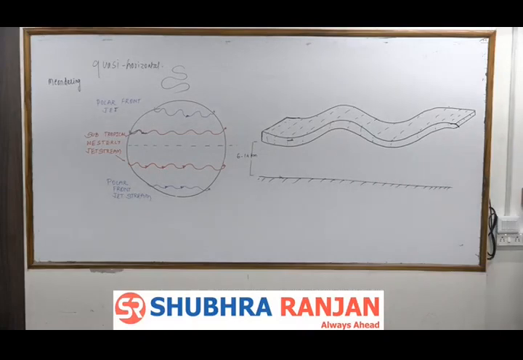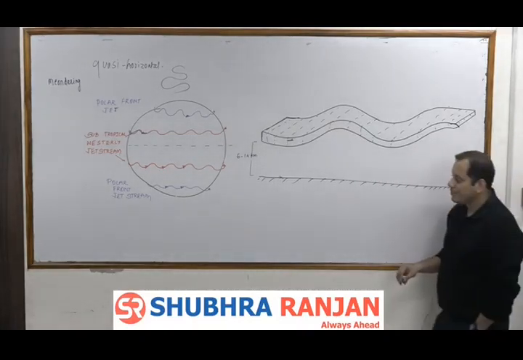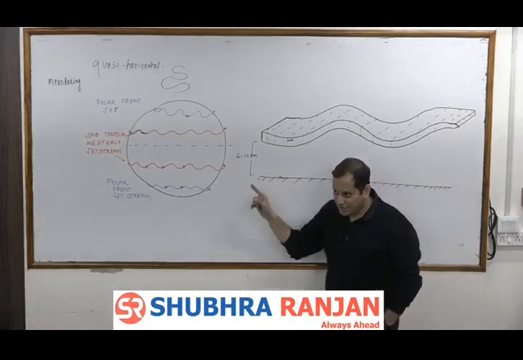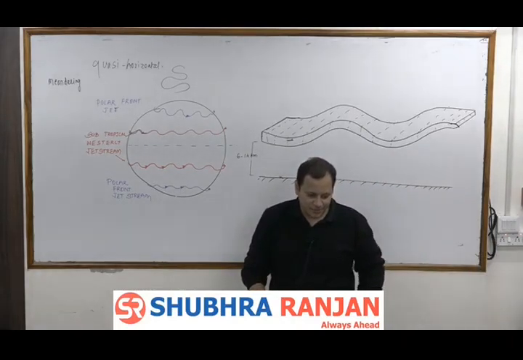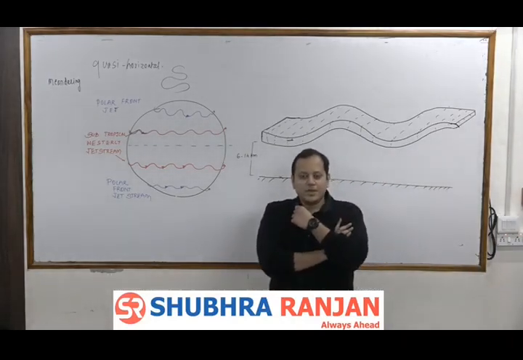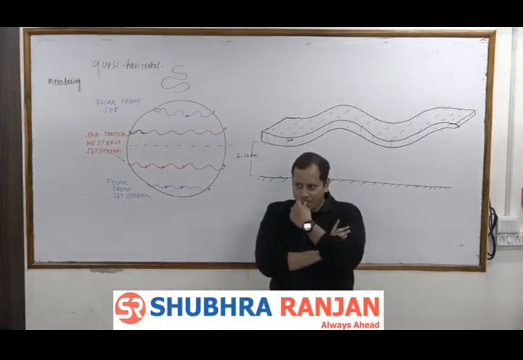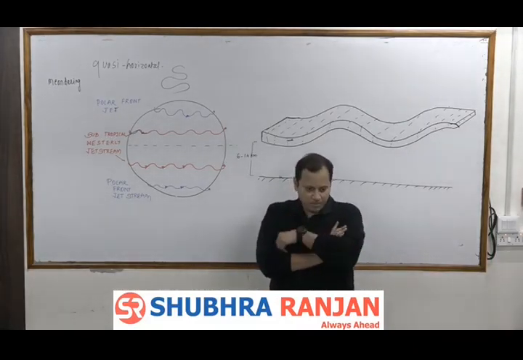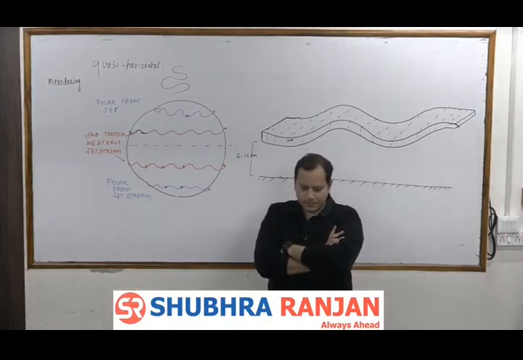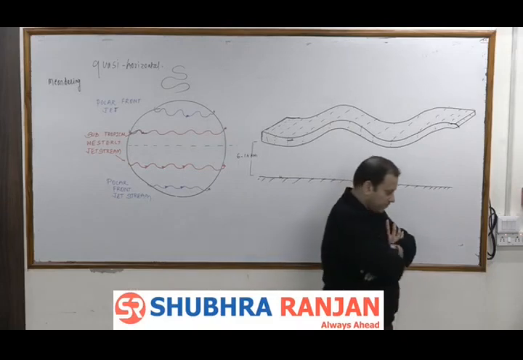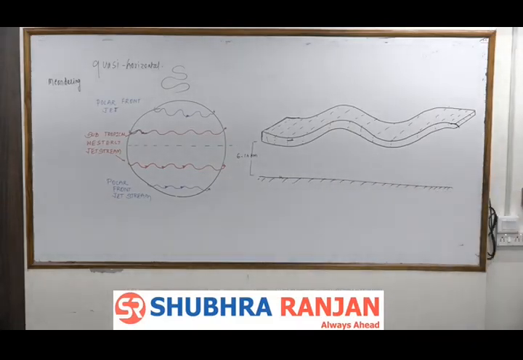Jet stream is an upper air circulation which blows at a height of 6 to 14 kilometers from the sea level. Next characteristic of a jet stream.